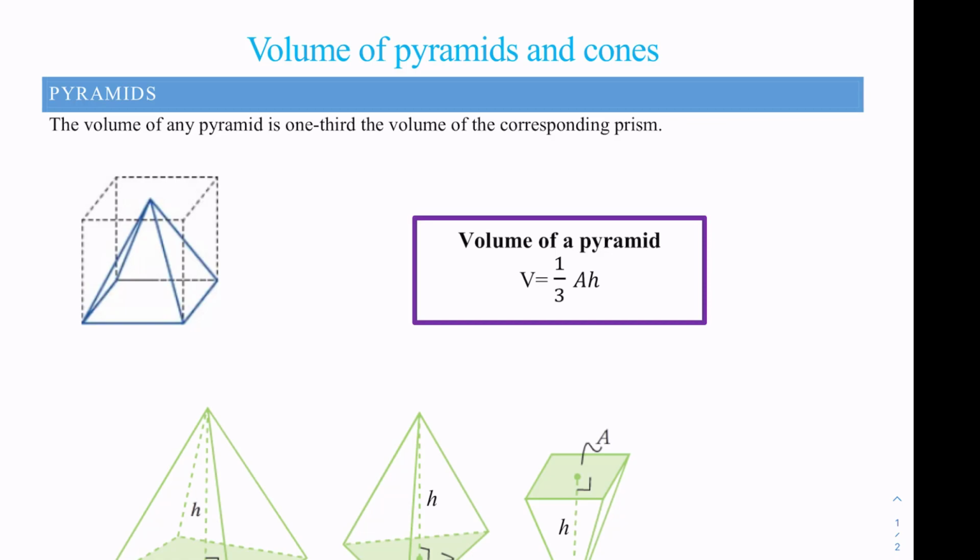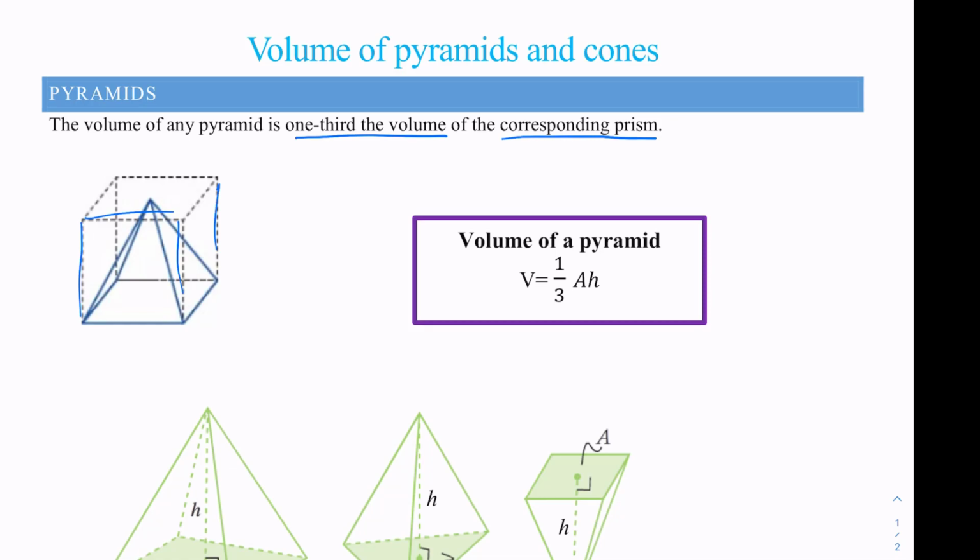Volume of pyramids and cones. So a pyramid is, well, you've all seen a pyramid before. The volume of any pyramid is 1/3 the volume of the corresponding prism. So if you can see here, I have a rectangular prism and I have my pyramid that lives inside of there. If I was to take that pyramid out and fill it with water, I would have to fill it with water 3 times for it to fill that whole rectangular prism up.